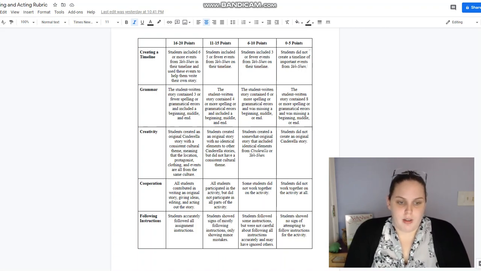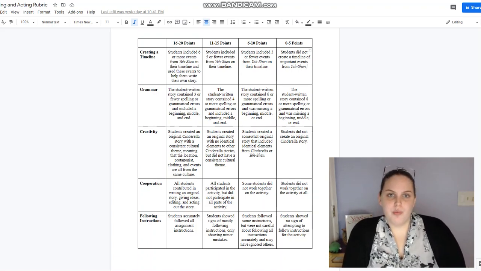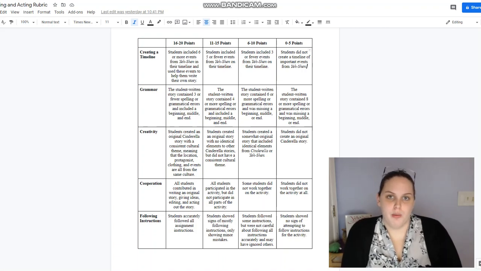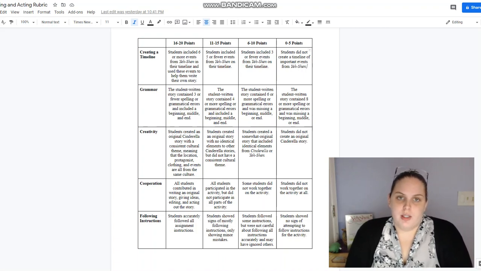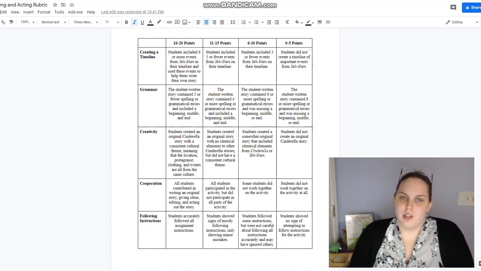The grammar, creativity, and cooperation categories are mostly to meet other standards and make this a more rounded activity that's not hyper-focused on one particular standard. The following instructions category is more important for second graders and lower elementary students because they, in particular, might not be used quite yet to following instructions in the classroom. They're still learning how to pay attention to more detailed instructions, so this helps them get used to the things they're going to be encountering later in the future.